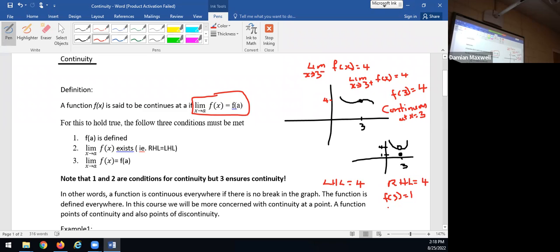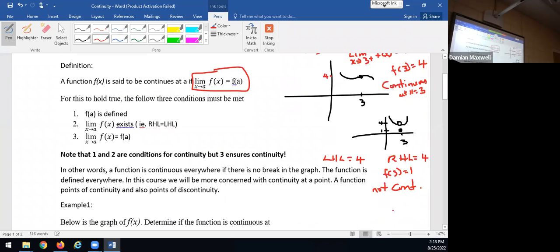So is it continuous or discontinuous? Discontinuous. This function here is not continuous at x equal to 3. And you can look at the graph and tell, because look, what do we have right here? We have a gap. You all see that? Once you have a break in the graph, it's not going to be continuous at that point. If you have an asymptote at that point, it's not going to be continuous either.